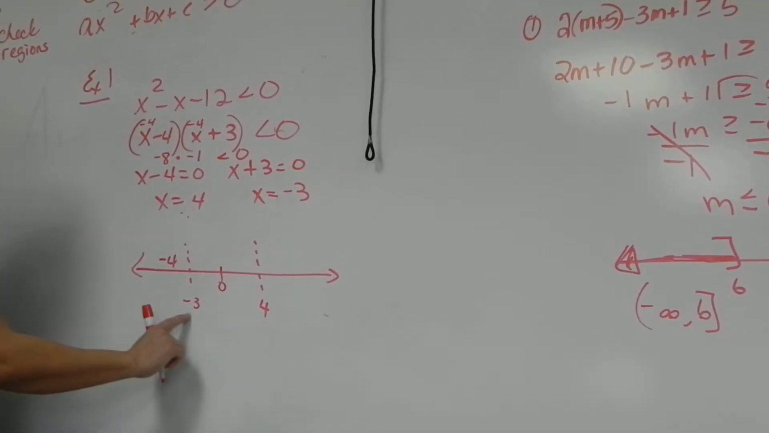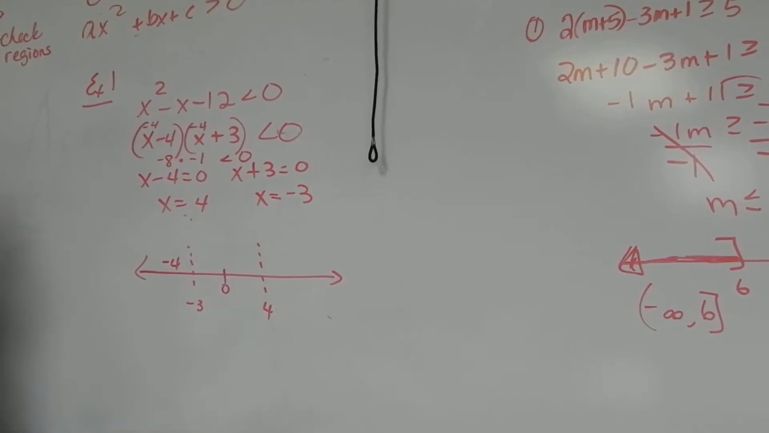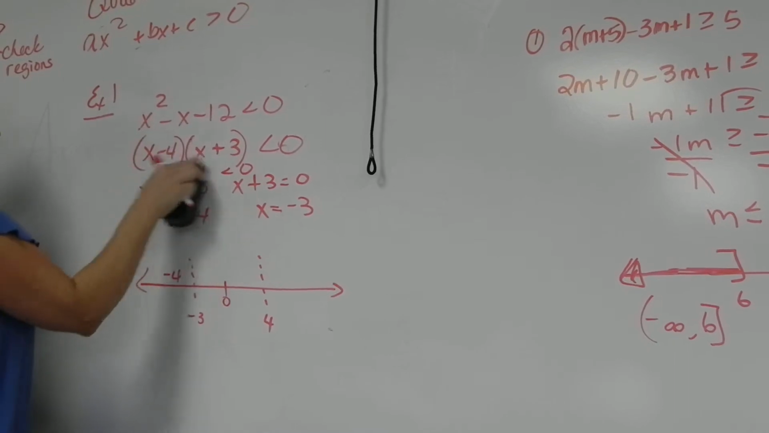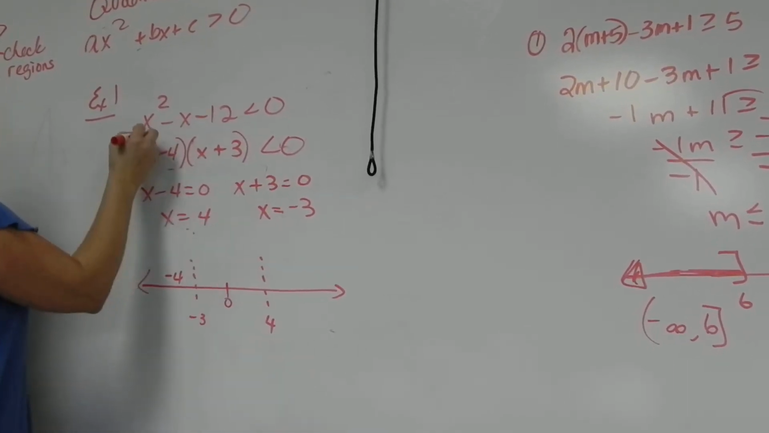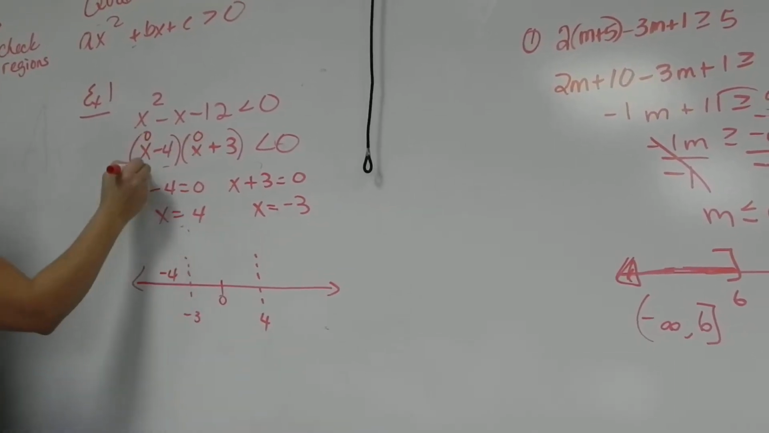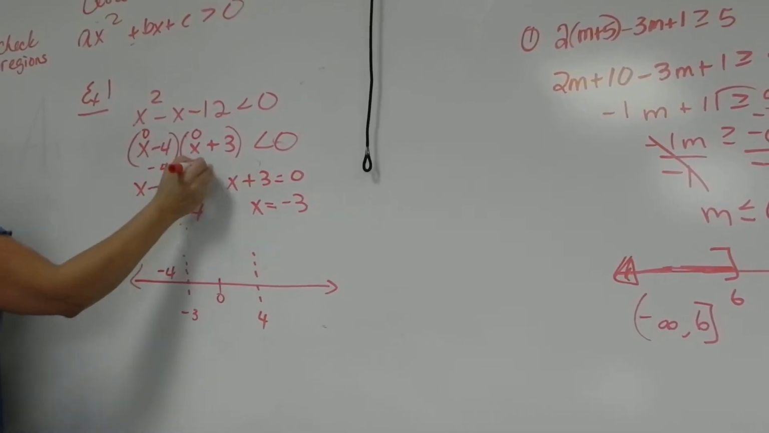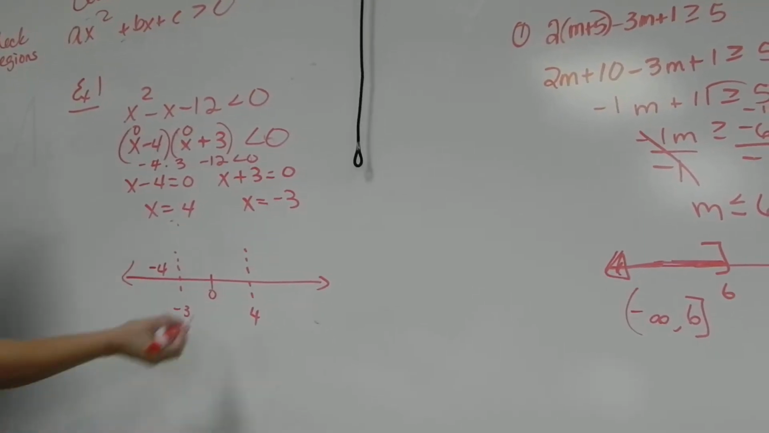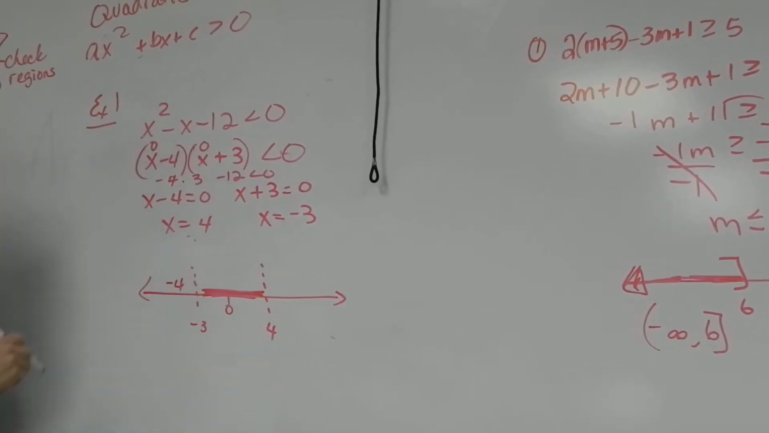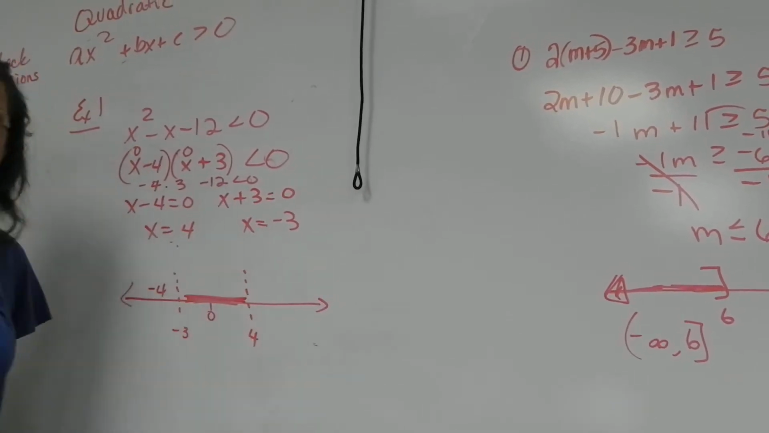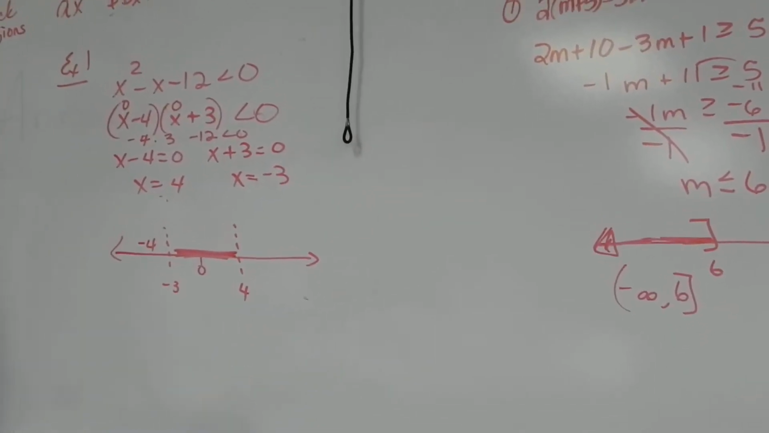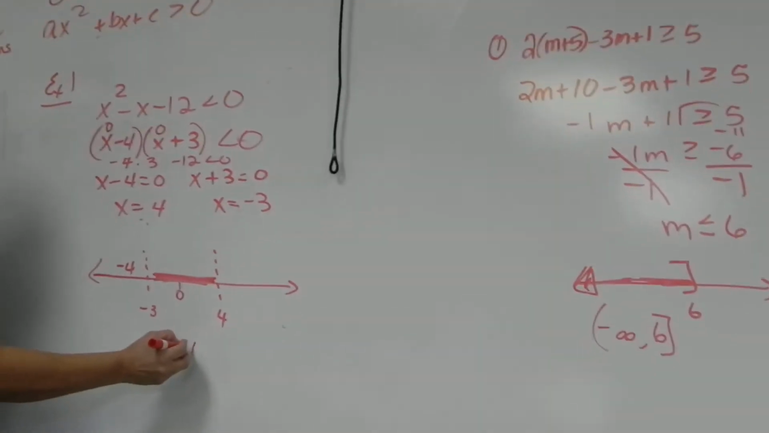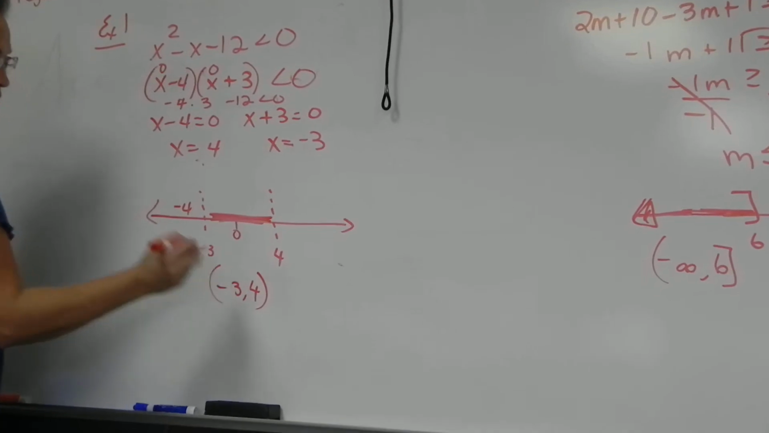My favorite number between -3 and 4 would be 0, but you can pick anything between there, test it in the original problem or in its factored form. So 0 minus 4 times 0 plus 3, that'd be -4 times 3, which is -12, which is truly less than 0. That's a true statement, so that means this region works, so I shade that. And then you could be absolutely sure by checking the third region, but I'm going to save time and say that's the answer. So the answer is between -3 and 4, no line under that, so they're both parentheses.